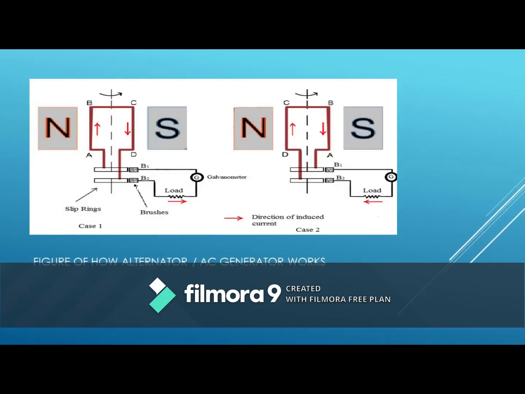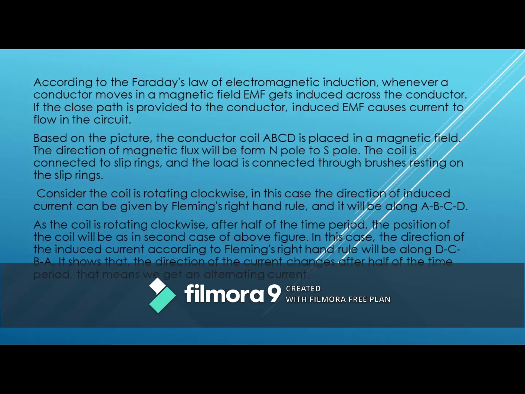This is a figure of how an alternator or AC generator works. According to Faraday's law of electromagnetic induction, whenever a conductor moves in a magnetic field, an EMF is induced across the conductor. If a closed path is provided to the conductor, the induced EMF causes a current to flow in the circuit. Based on the picture, the conductor coil ABCD is placed in a magnetic field. The direction of the magnetic flux is from the N pole to the S pole. The coil is connected to slip rings, and the load is connected through brushes resting on the slip rings.